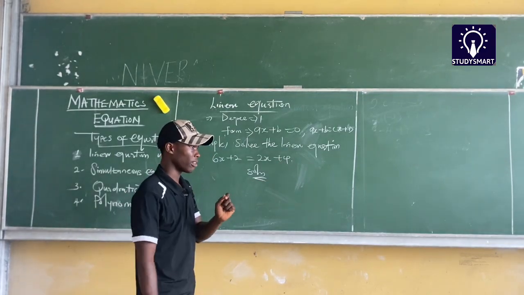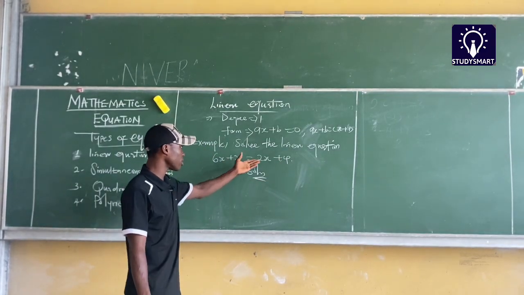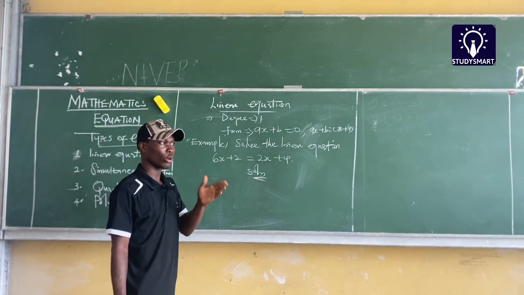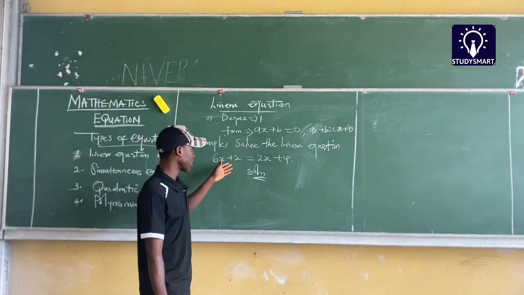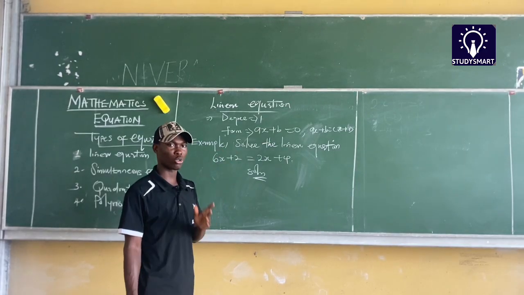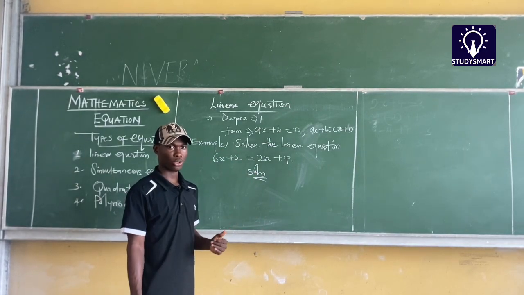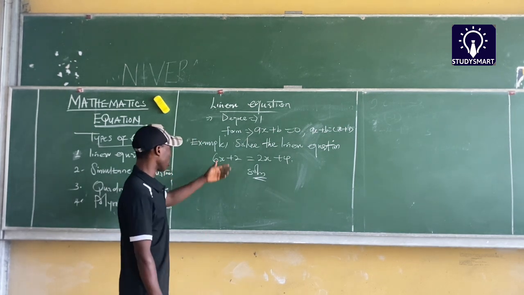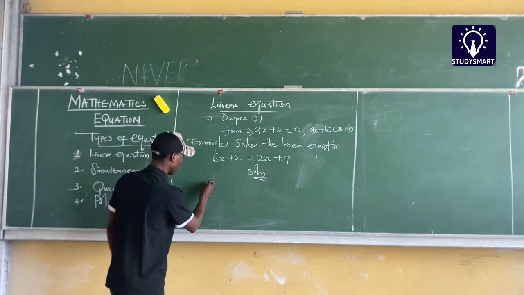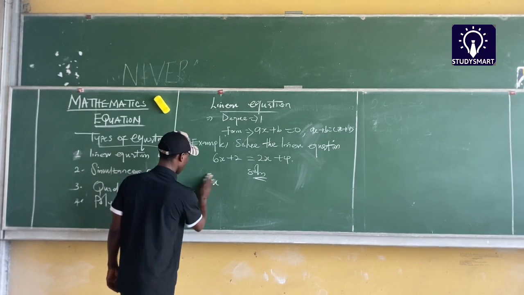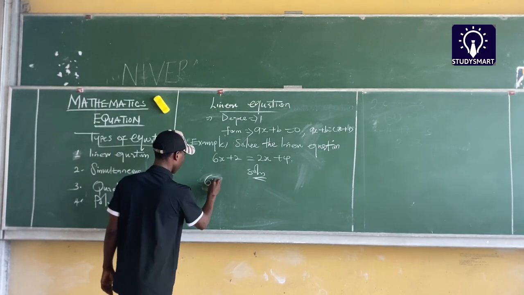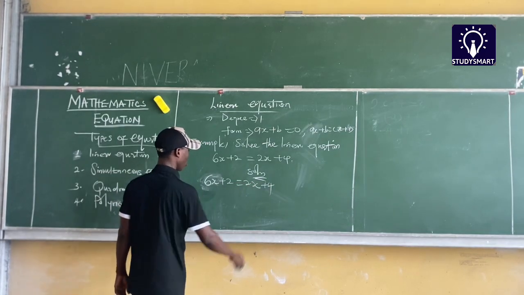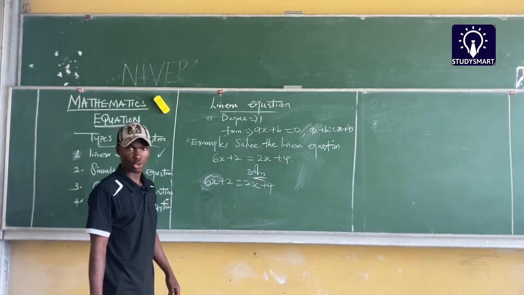Let me tell you something very important. In an exam, if you see this kind of problem, you should know that at the end, the left-hand side of your problem should be equal to the right-hand side after substitution, just like we did earlier. So let's bring back our question here. We have 6x plus 2 equal to 2x plus 4. This is a very simple problem to solve.